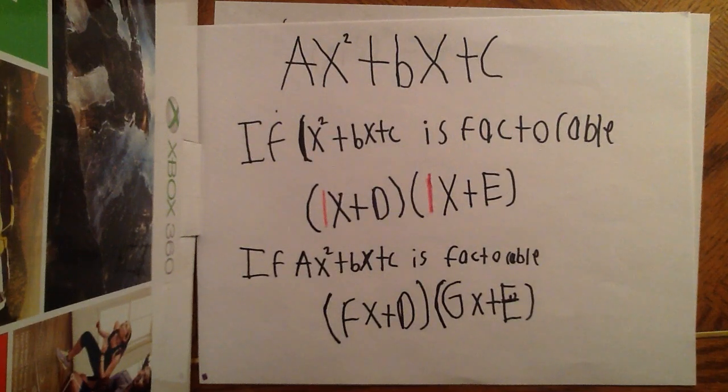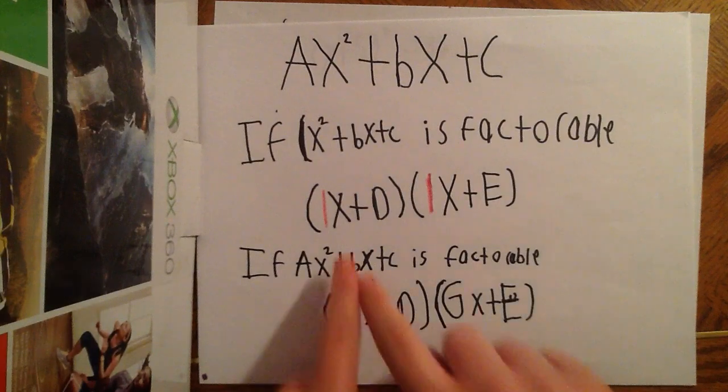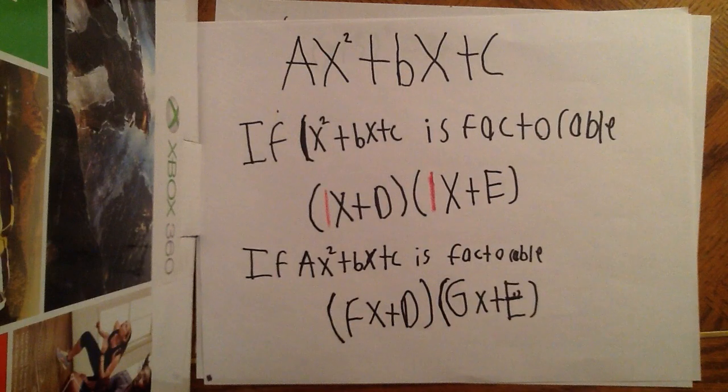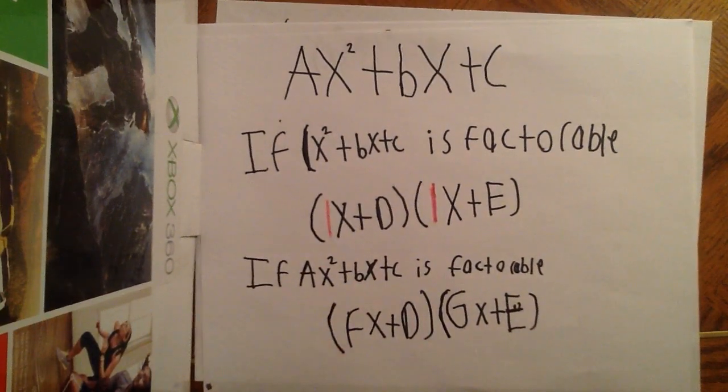Okay, so today we are going to learn how to solve an ax squared plus bx plus c quadratic equation. So we can always know if a is 1 and 1x squared plus bx plus c is factorable, it will always be in this form: 1x plus d in parentheses multiplied by 1x plus e in parentheses. So if there is a coefficient of x squared, so ax squared plus bx plus c, and it is factorable, it would be fx plus d in parentheses and then gx plus e in parentheses, where e times d equals c and f times g equals a.